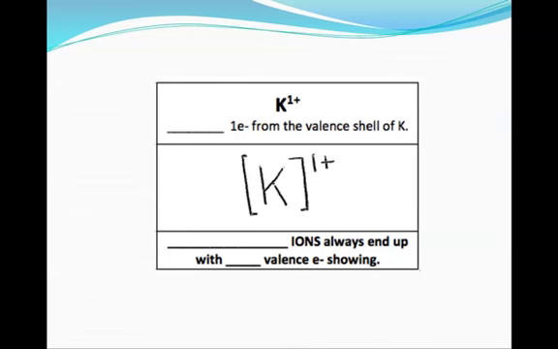Potassium, with a +1 charge, has lost 1 electron. It only has 1 valence electron if you look up the configuration on the periodic table, which means it actually has no dots around it. It has electrons in the inner shells, but at that point the valence shell has been cleared out. We can put brackets around it, though this is one where you actually don't have to. Some students prefer to do that just to be consistent, and then the charge goes on the outside. We're going to find that positive ions always end up with 0 valence electrons showing, or dots.